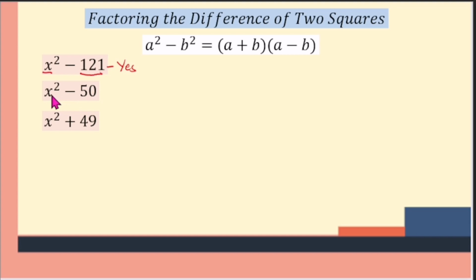Tingnan naman natin yung pangalawa. X squared minus 50. Perfect square ito, pero yung 50 is not a perfect square. So, hindi ito difference of two squares.